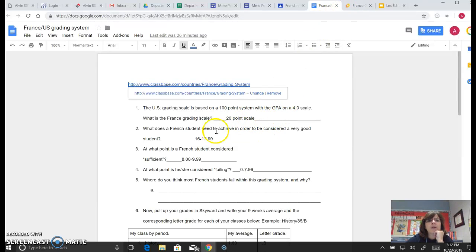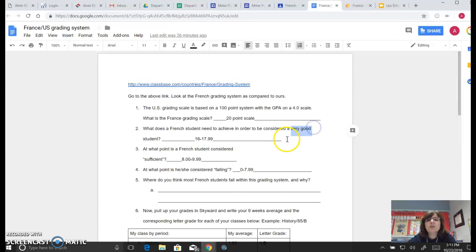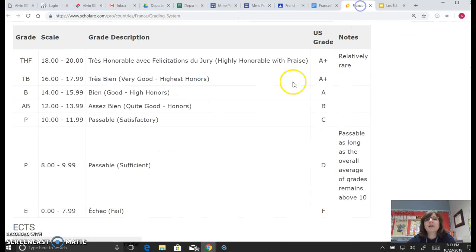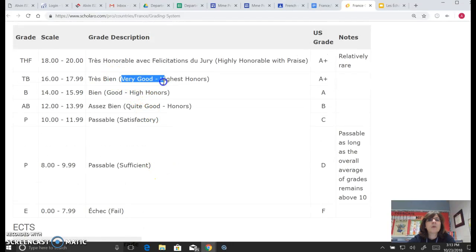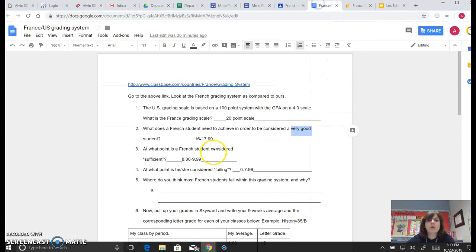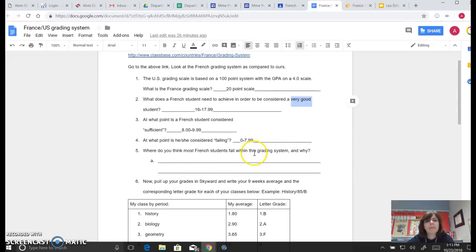So then the next question was, what does a French student need to achieve in order to be considered a very good student? So you have very good. So when we go back to the chart, we look for very good, which is right here, which says that in order to be very good, they need to score between a 16 and a 17.99. So we come over here, we write 16 to 17.99.